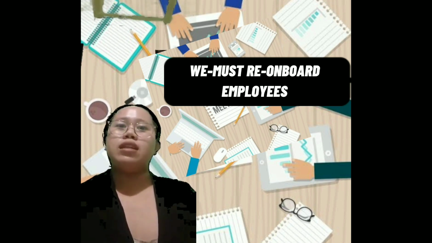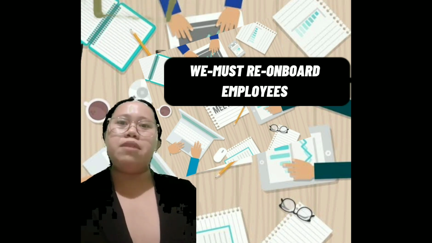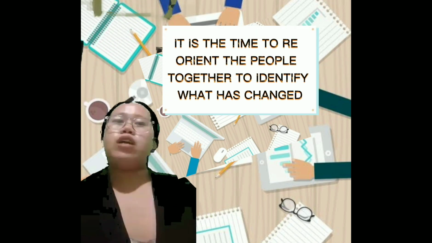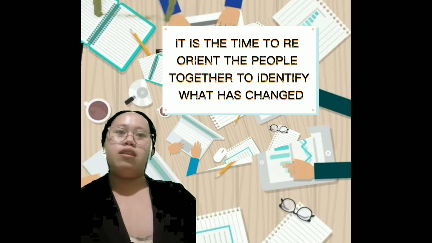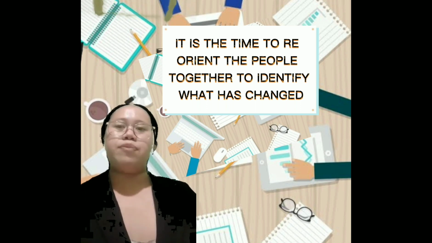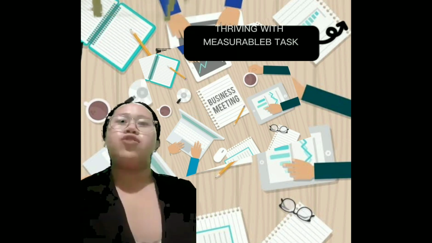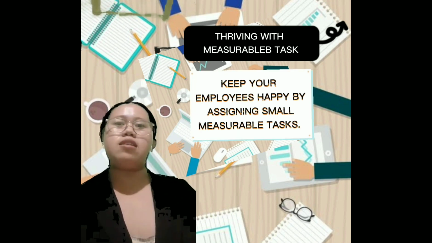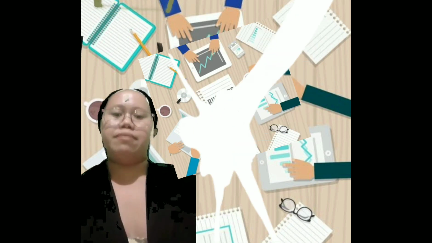Second, we must re-onboard employees. Over the last 120 days or so, there have been changes big and small in your company. It is the time to reorient the people together and to identify what has changed. Third and last, thrive with measurable tasks. Keep your employees happy by assigning small, measurable tasks.